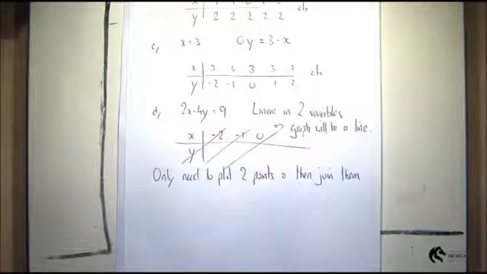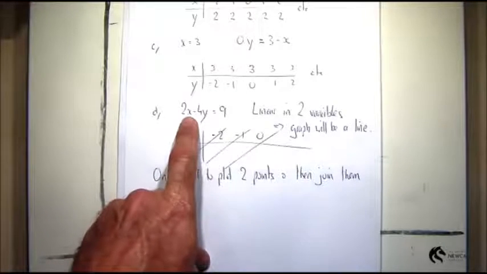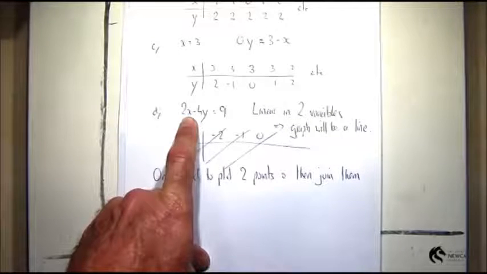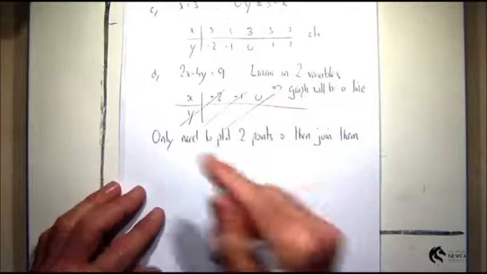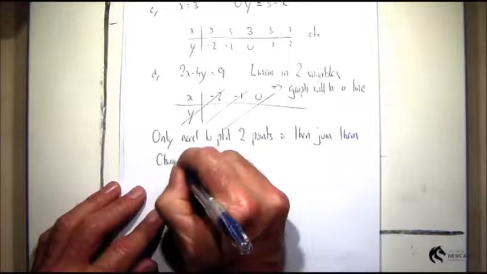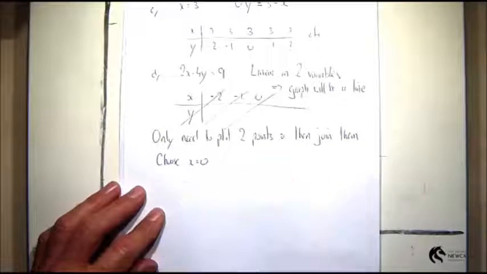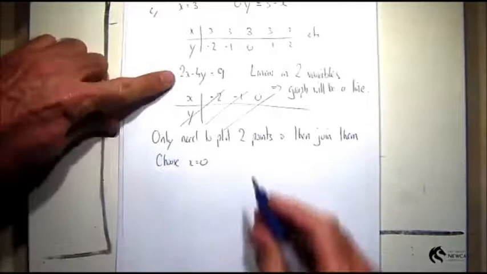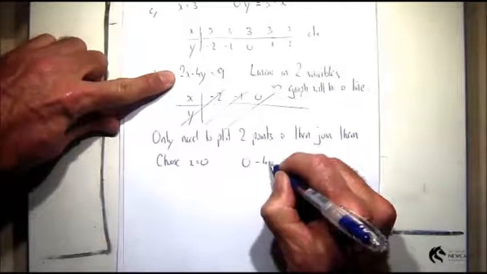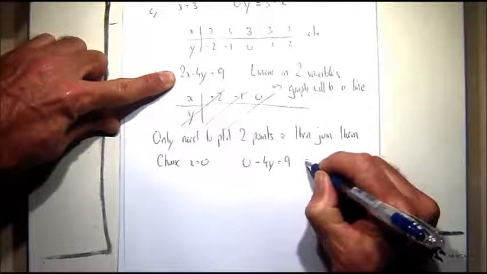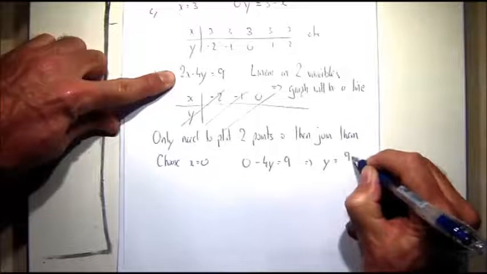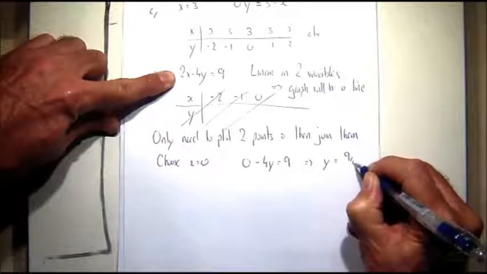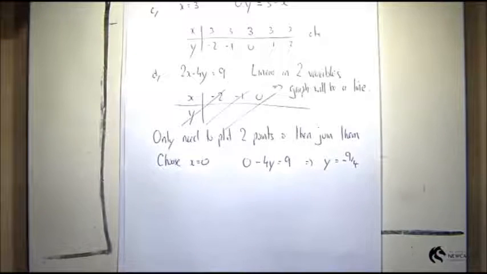So let's choose x equal to 0. We've got to choose some values for x in here, and I reckon x is equal to 0 is probably as easy as I can do. So if I choose x equal to 0, then I have 0 minus 4y is equal to 9. So that tells me y is equal to 9 on minus 4. So minus 9 on 4. Minus 2 1/4, if you like.